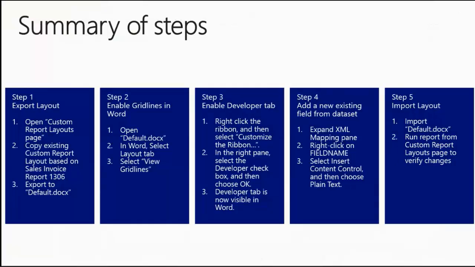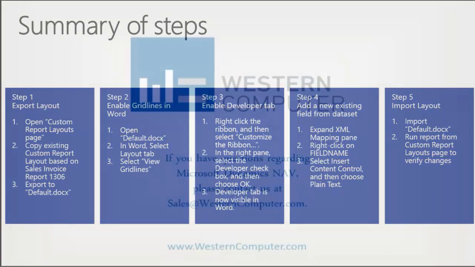So to summarize, we first created a copy of an existing custom report layout to illustrate that we can have multiple layouts for each report. We then enabled the grid lines in Word, so it's easier for us to understand the structure of the custom Word layout. We then enabled the developer tab, so we could see and use the XML mapping pane to add existing fields in the dataset to our report layout. We use the insert content control and plain text when adding fields to the layout from the XML mapping pane. And finally, we imported back the changes to NAV 2009 and printed the report.